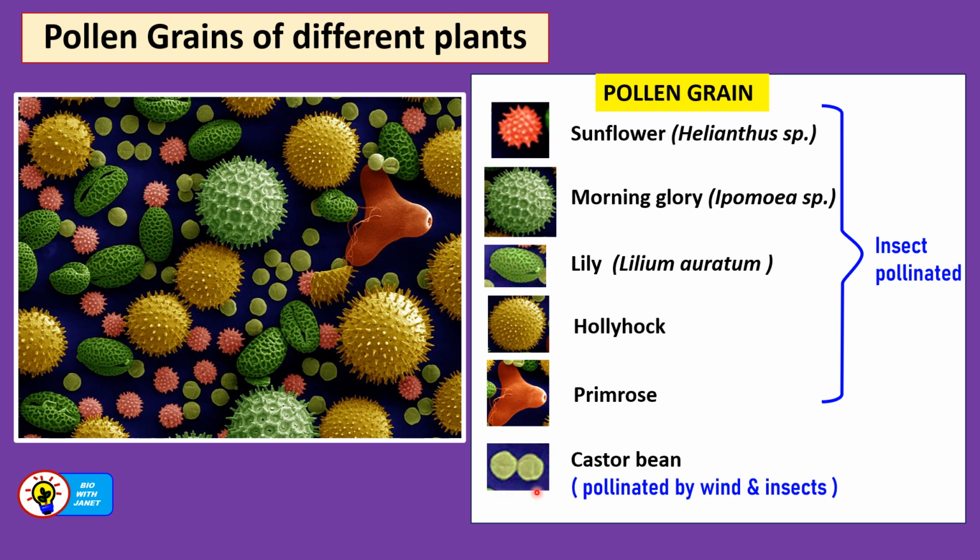Whereas for the last one here, the castor bean pollen grain, you can see that it's quite small in size compared to the other pollen grains. And so it is very light, and it has a smooth surface. So it can be pollinated by wind and also insects. When it's smooth, small and light, it's easily transferred by the wind from the anther to the stigma of a flower.